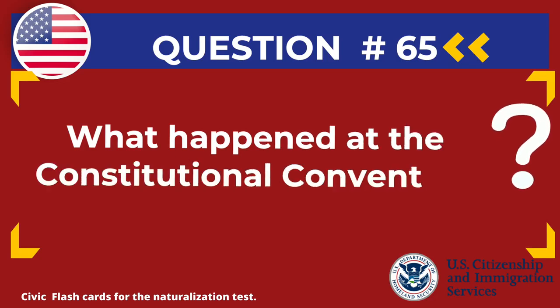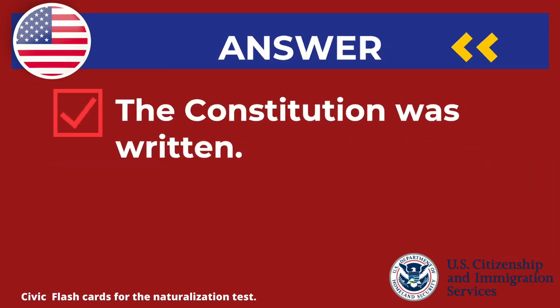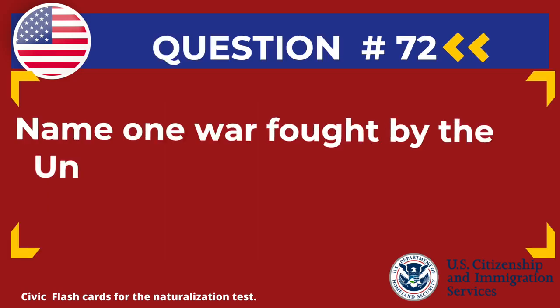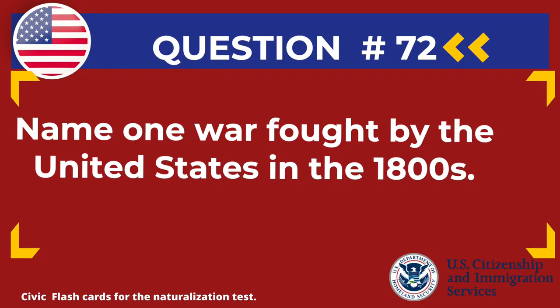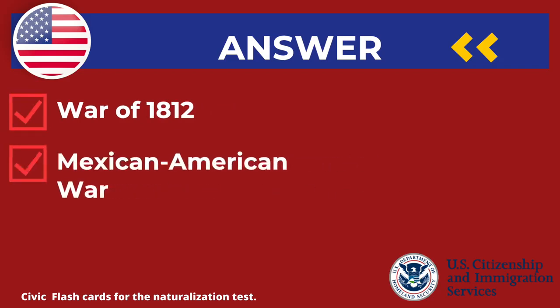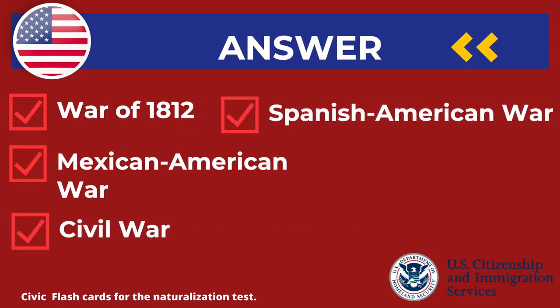What happened at the Constitutional Convention? The Constitution was written. The Founding Fathers wrote the Constitution. Name one war fought by the United States in the 1800s. War of 1812. Mexican-American War. Civil War. Spanish-American War.